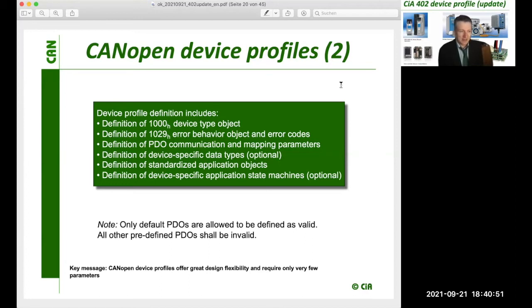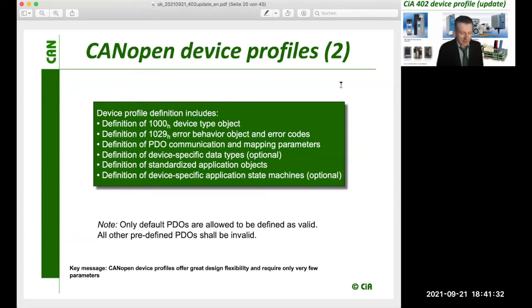And beside of this, the heart of this whole stuff, there are process data, PDO communication mapping parameters. They could be very generic, but in this case, for the 402 profile, they are very specific. There are several kinds of mapping proposals, default mappings, which you could support depending on your needs. There is no necessity to have only one, but you could select by yourself depending on your drive kind what you can do with that.